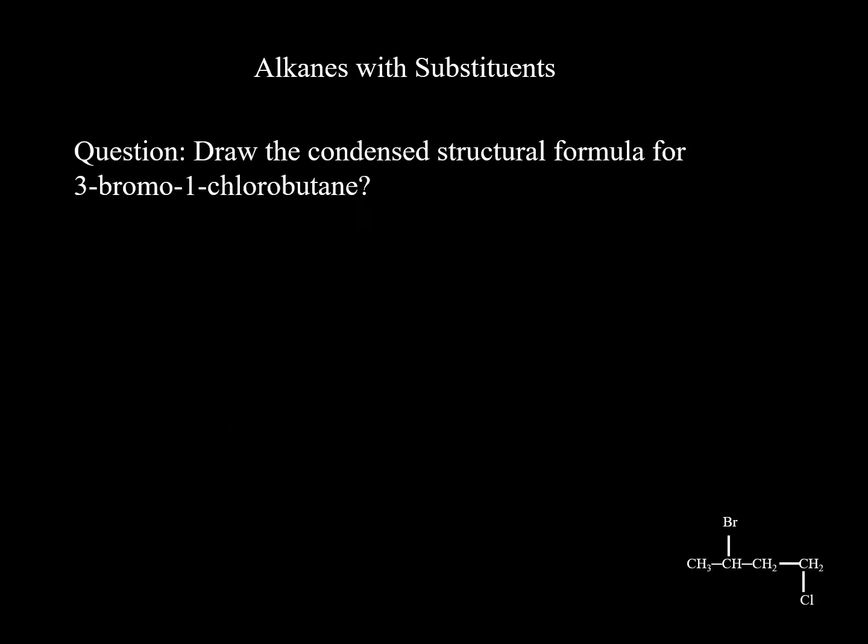So let's draw the condensed structural formula for 3-bromo-1-chlorobutane. You can cover the answer in the bottom right corner. You can pause and try on your own. You first start with the butane. Let's draw that. CH3, CH2, CH2, CH3. And there's a branch, and let's number them, 1, 2, 3, 4, to help you out. You don't have to do this, but it helps to number.